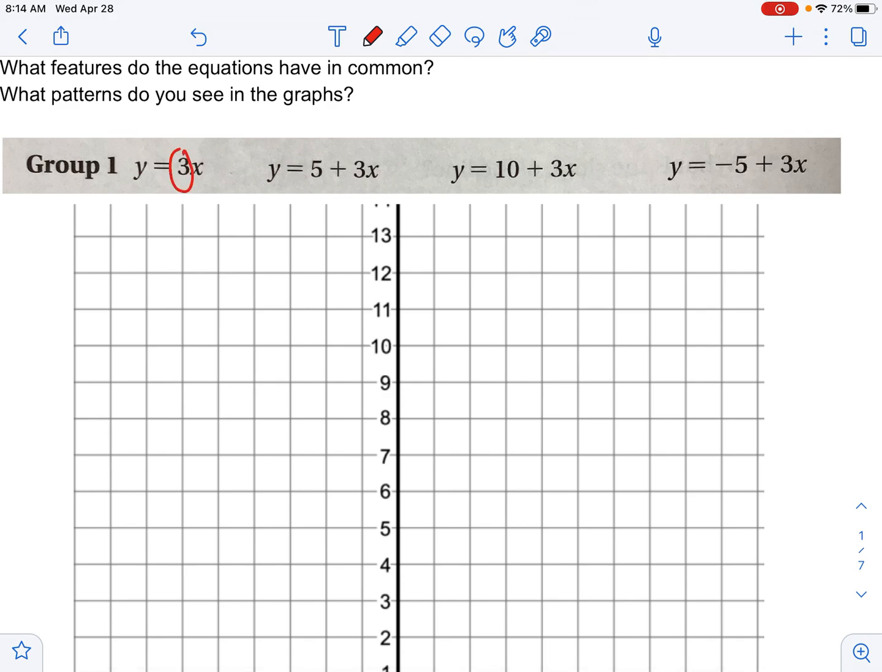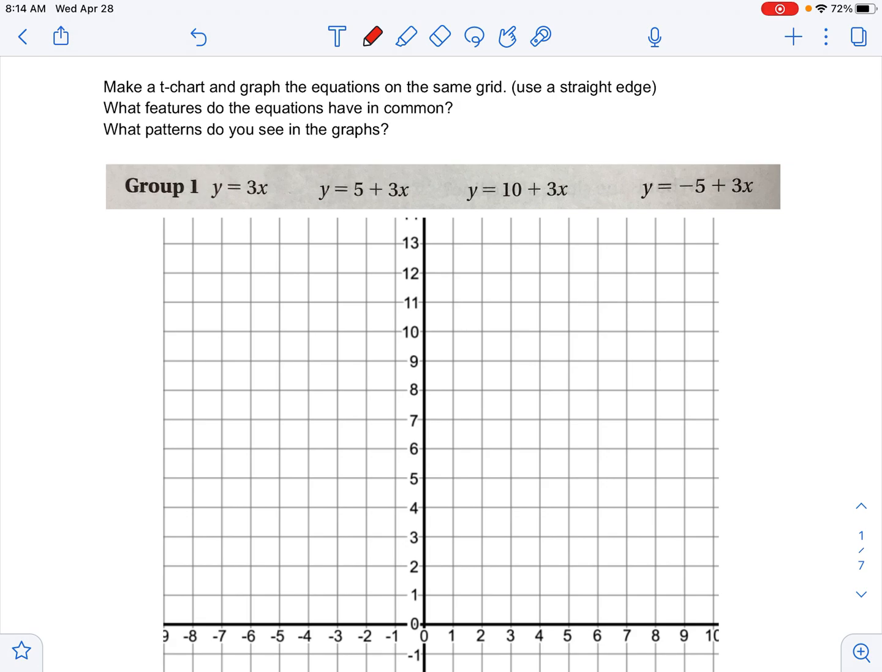I can already tell that they're linear because they each have a coefficient. They have a rate next to them. So I know that when I graph, these should be straight lines. So I want to keep an eye on precision.